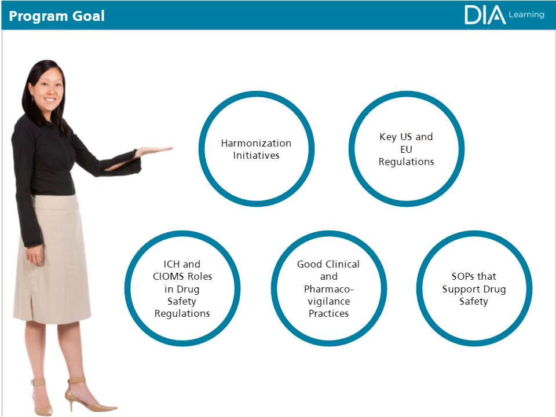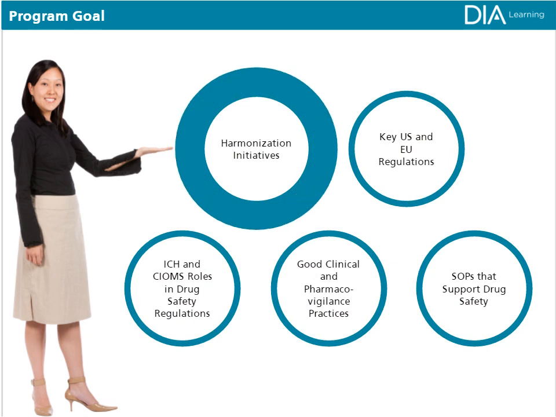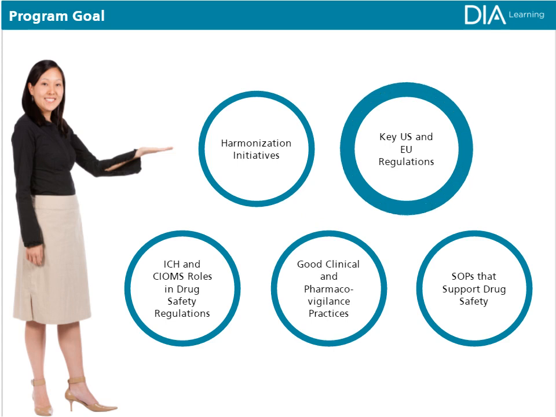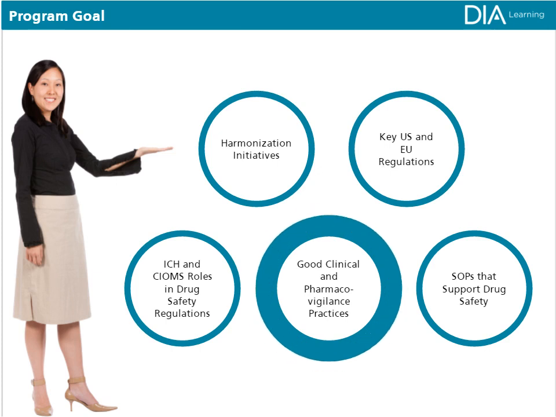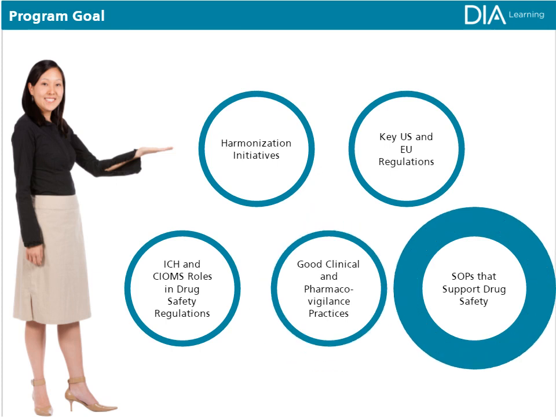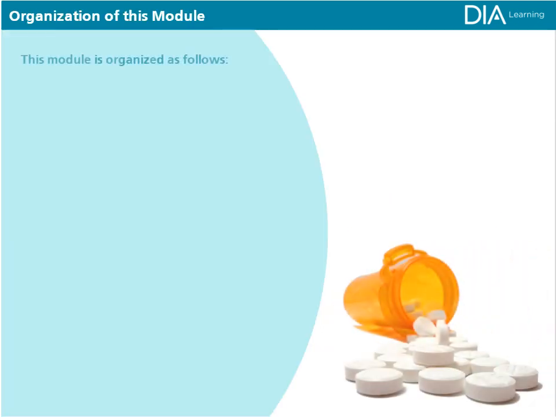The Drug Safety Regulatory Requirements module provides information about pharmacovigilance regulatory requirements around the world. This module includes harmonization initiatives, key U.S. and EU regulations, drug safety regulations, good clinical and pharmacovigilance practices, and standard operating procedures, or SOPs, that support drug safety. This module is organized into the following lessons.